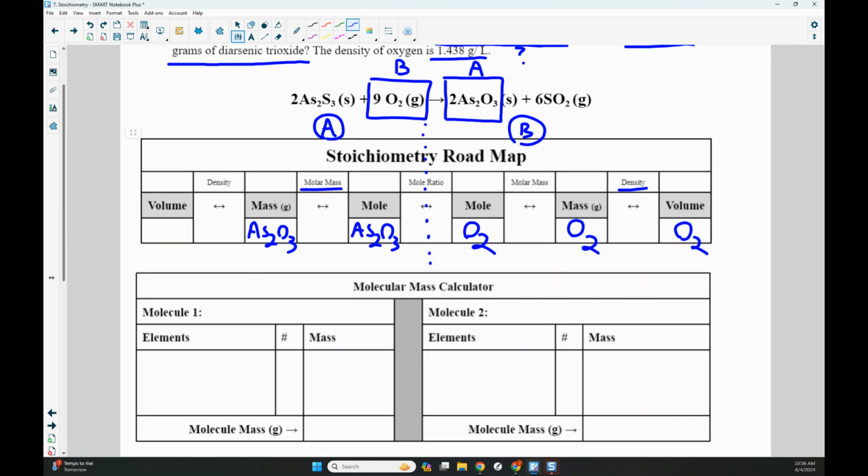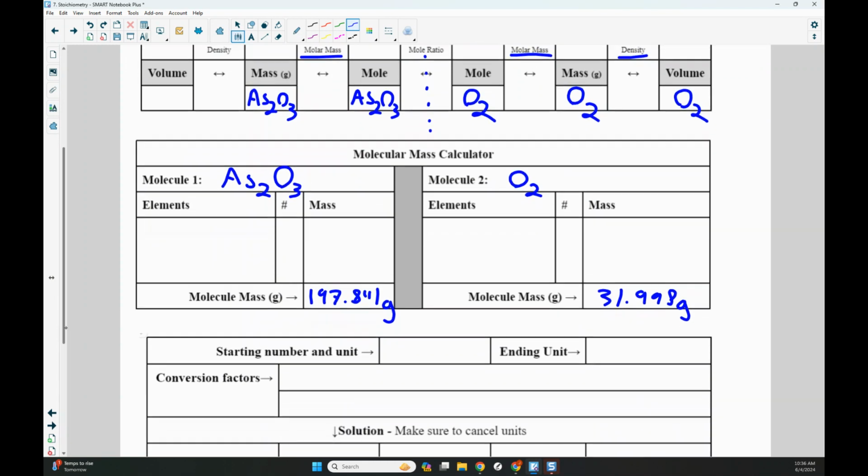Because we're using molar mass for both chemicals, we're going to have to calculate the molar mass of both of these chemicals. So first of all, for diarsenic trioxide, if you add all of that up together, you're going to get 197.841 grams. And for oxygen, that is 2 oxygens, 2 times 15.999, you're going to get 31.998 grams for 1 mole of oxygen. Okay, so we're going to use those as conversion factors.